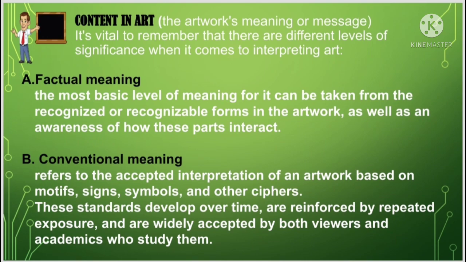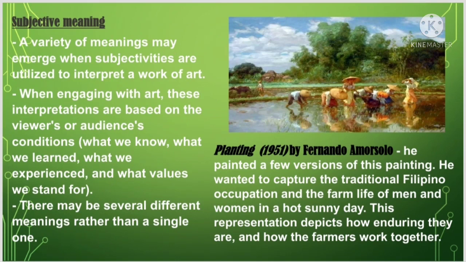Next one is subjective meaning. So a variety of meanings may emerge when subjectivities are utilized to interpret a work of art. So when engaging with art, these interpretations are based on the viewers or audience's conditions, what we know, what we learn, what we experience, and what values we stand for. So there may be several different meanings rather than a single one.